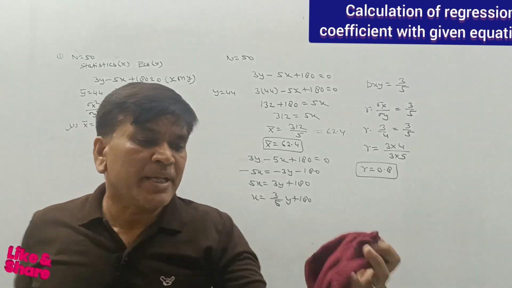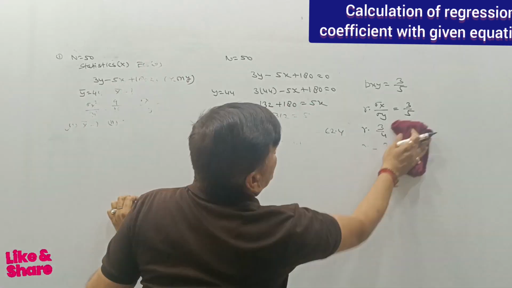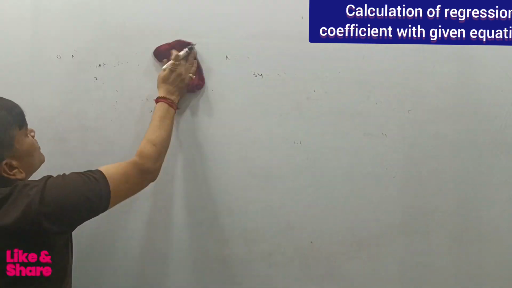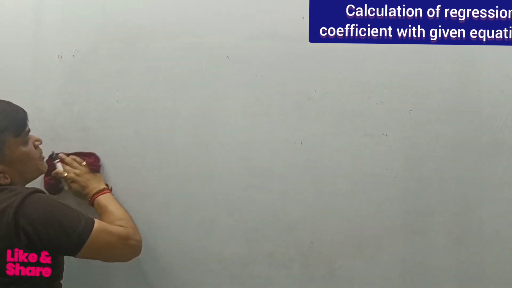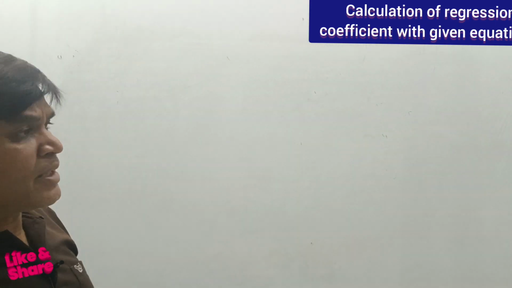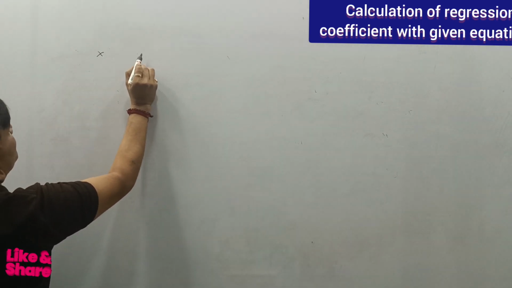Okay, we have another question related to the regression equation. That is also an important question. It has appeared twice in examinations. In this, there are 7 values of x and y; the x values are given and the y values are given.